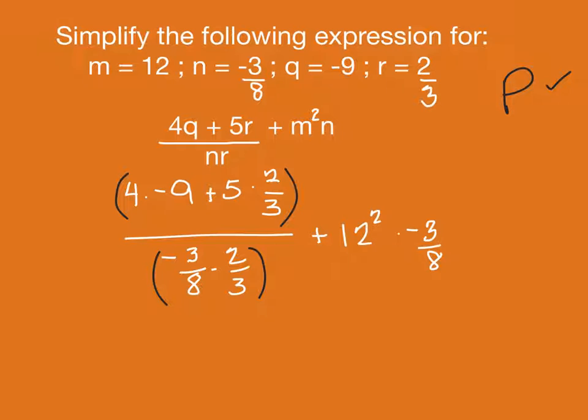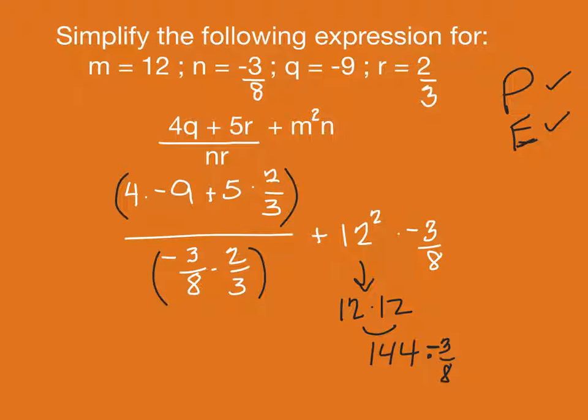So the first thing we're going to do, of course, is the exponents. We only have one exponent right here. 12 squared means 12 times 12, which is 144. And we know that that's going to be multiplied times -3/8, but not yet.